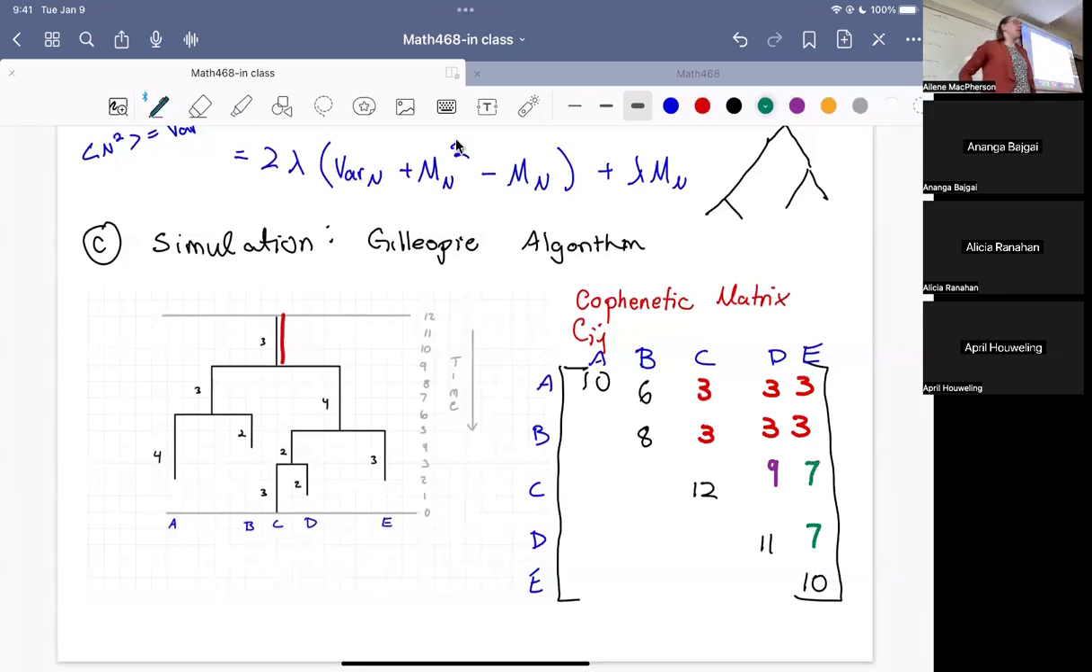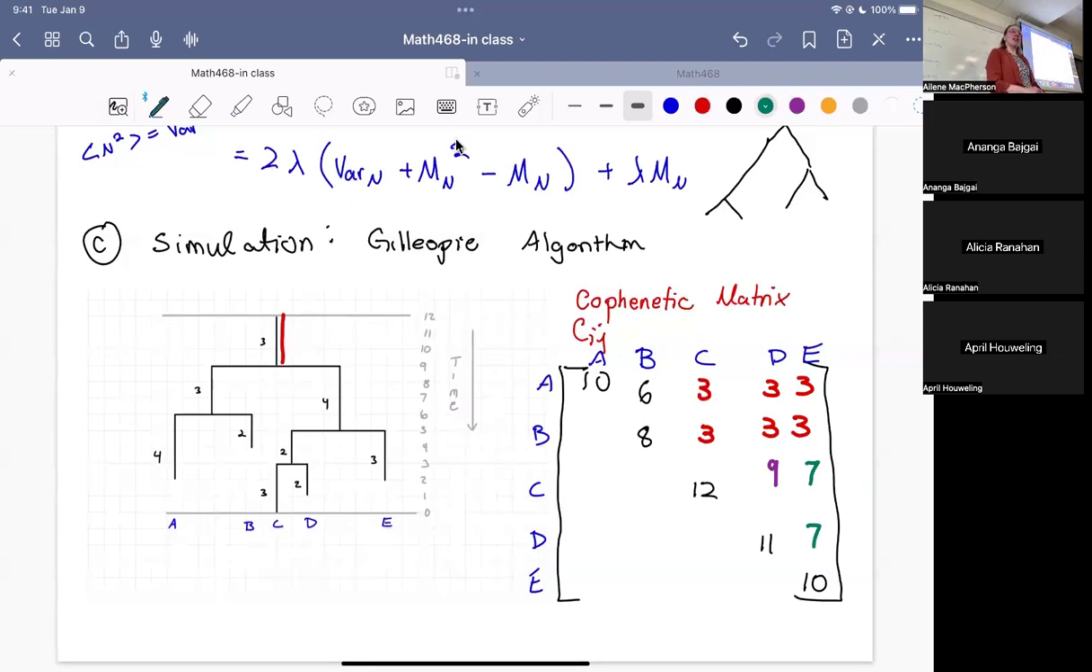And again, this is a completely symmetric matrix because the amount of ancestry shared between lineages I and J is by definition the amount of ancestry shared between J and I. So it has to be symmetric. Any questions about cophenetic matrices? Sorry, I'm rushing a little bit because I want to summarize a lot of stuff today.